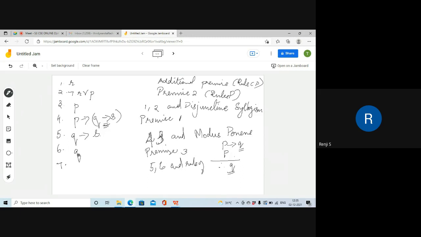P implies Q, P form. Isn't it? Instead of P, we have Q here. It is of this form again. Instead of P here you have Q, and instead of Q you have S. So applying modus ponens, you will get S in the seventh step. P implies Q and Q will give you Q, and instead of Q here you have S.